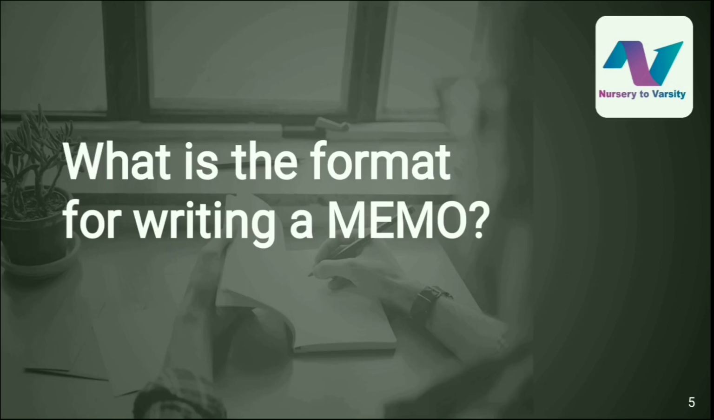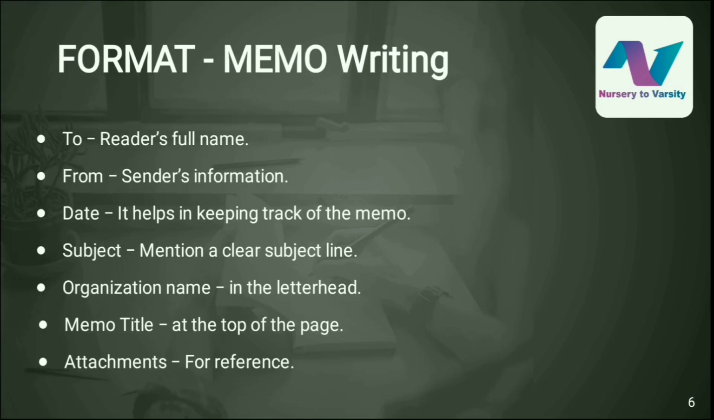Now, let's see the format for writing a memo. The basic format starts with the reader's full name, then the sender's information. The date is written to help in keeping track of the memo. Then the subject, which should be clear and concise. Then the name of the organization. A memo is written on the letterhead of the organization, so the name of the organization is already on the letterhead.